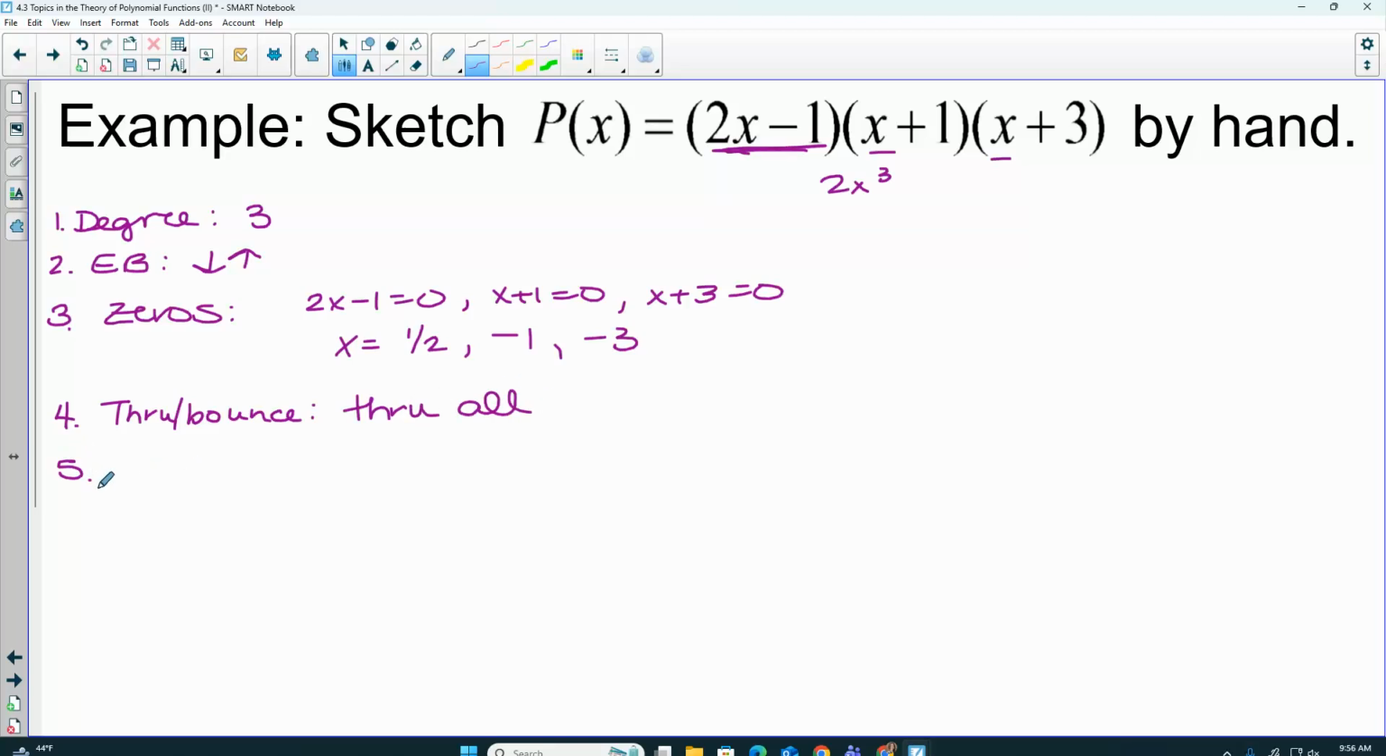Okay, number 5, we need to find our y-intercept. So to do that, we plug a 0 in for x in the original. So 2 times 0 minus 1 is negative 1. 0 plus 1 is 1. 0 plus 3 is 3. Negative 1 times 1 times 3 is negative 3. And then we draw our graph.